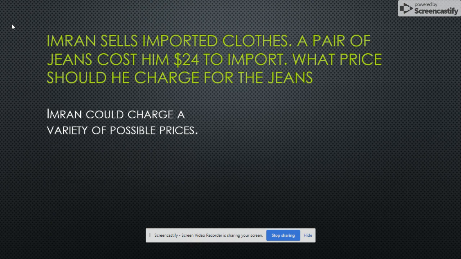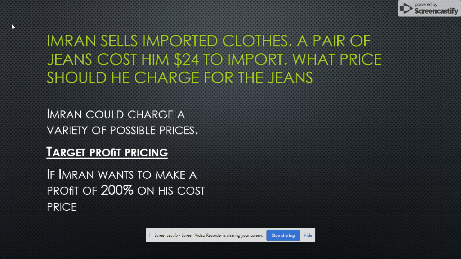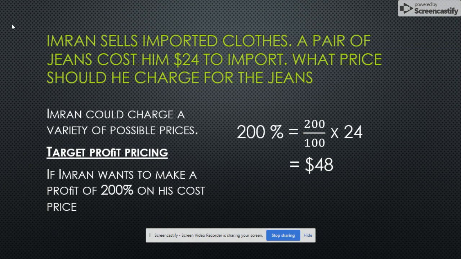Or he could look at the target profit pricing. So he could say, all right, I want to make a profit of 200% of my cost price. So on everything, I'm making 200%. So how would he do it? How do we change 200% to a number? We go 200 divided by 100 times 24, because that's what he paid for it, and we get 48. So that's his profit. So we have to add that to what he paid for the jeans, which was 24. That comes to 72. So he says, okay, that's how I'm going to charge $72. Just remember when you do this one that you times your percentage by 24 and you get an amount, and then you add it to what he paid for it. Don't forget to add it.